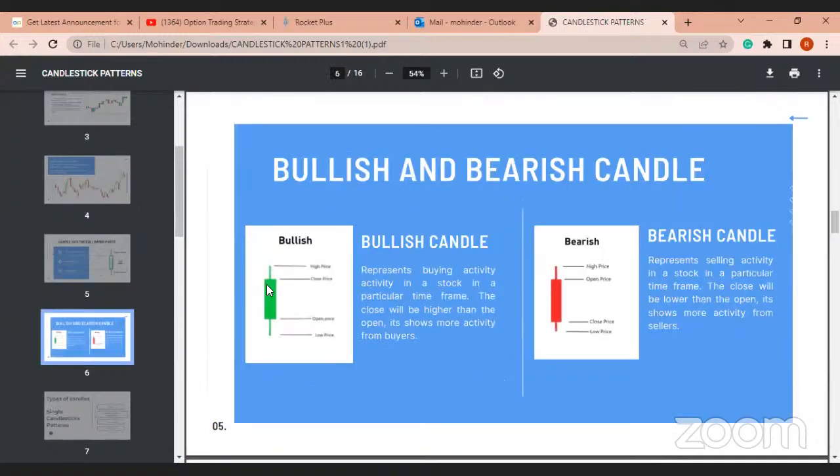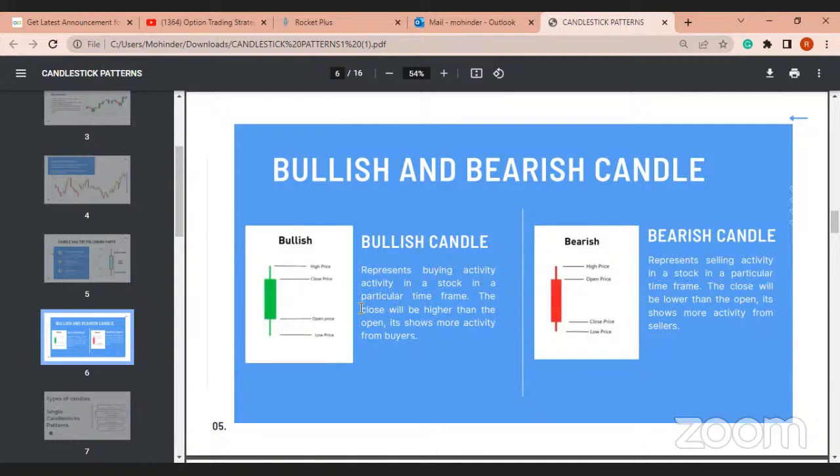And the next one is the bullish and bearish candle. On the previous one, we saw the body parts of a candle, the wick, the body, everything. So here we'll be teaching how to understand whether it is a bullish or a bearish candle. First of all, we look at the bullish candle. It represents buying activity in the stock in a particular time frame. The close will be higher than the open. It shows more activity from buyers.